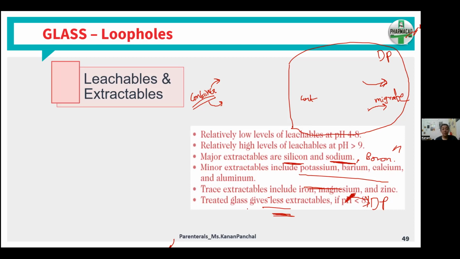And treated glass vial. Treated glass vial means which type? Type 2. Yeah. They give lesser extractables if the pH is less than 8. These are just some pointers which you all need to remember. There is some logic in this.